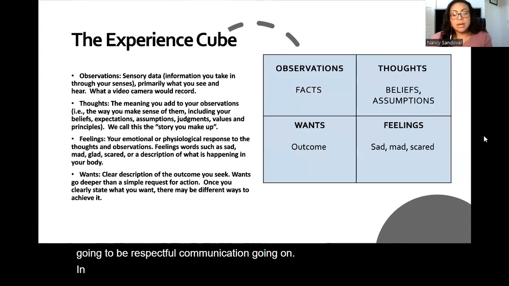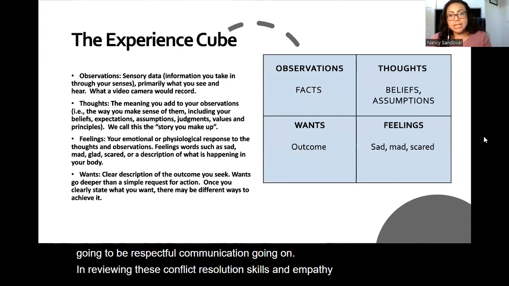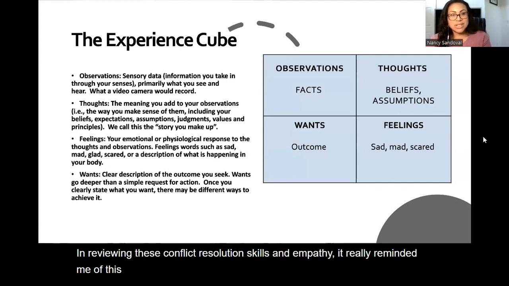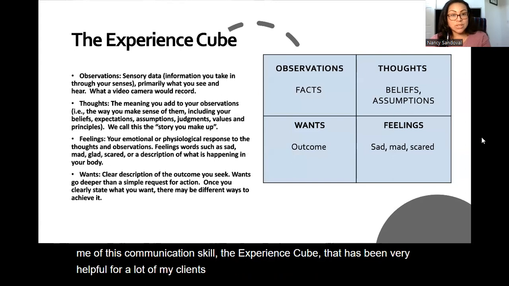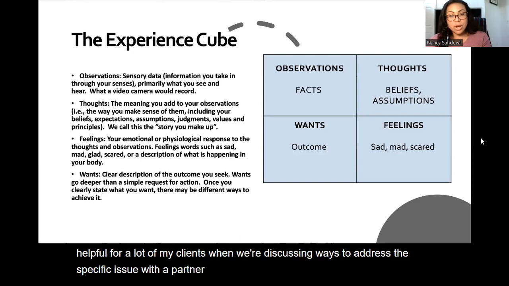In reviewing these conflict resolution skills and empathy, it really reminded me of this communication skill, the experience cube, that has been very helpful for a lot of my clients when we're discussing ways to address a specific issue with a partner, a family member, a friend, or a colleague.